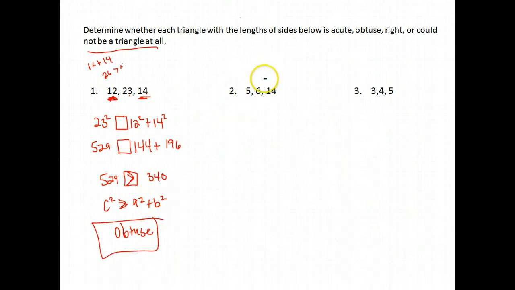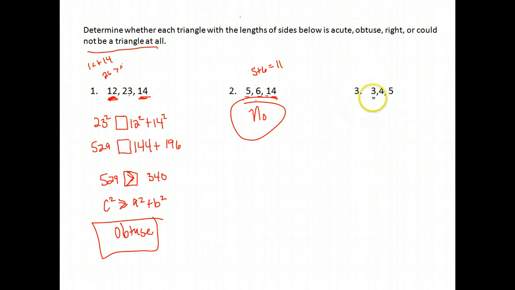The next one, we start by checking to make sure it's a triangle at all. So without squaring the sides, take the two shorter ones and make sure that they're larger than that third side. Well, 5 plus 6 is only 11, not big enough for 14. So this one, we do no more work. It is not a triangle at all. Because again, in a triangle, two sides added together have to be longer than that third side, and that was not the case here.